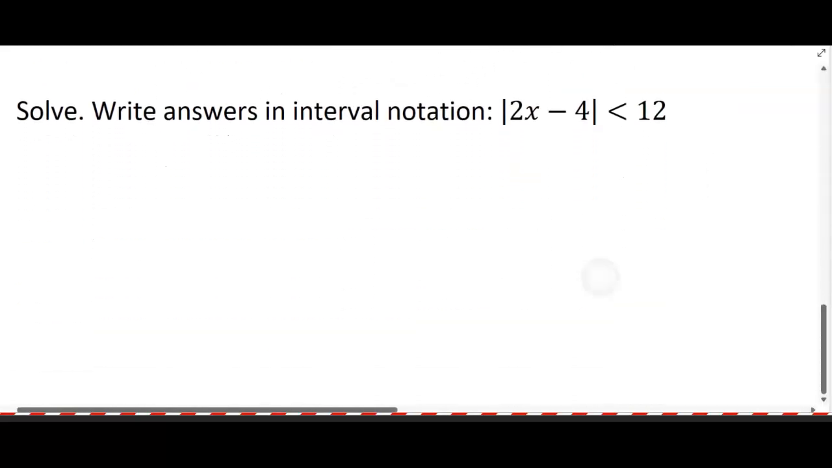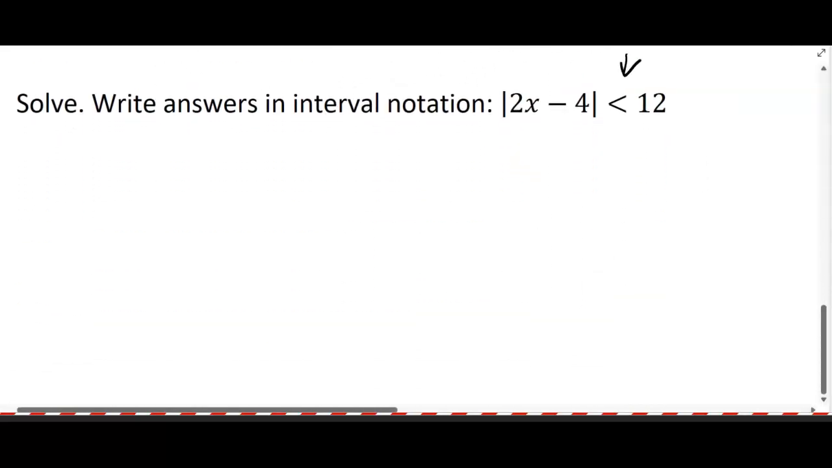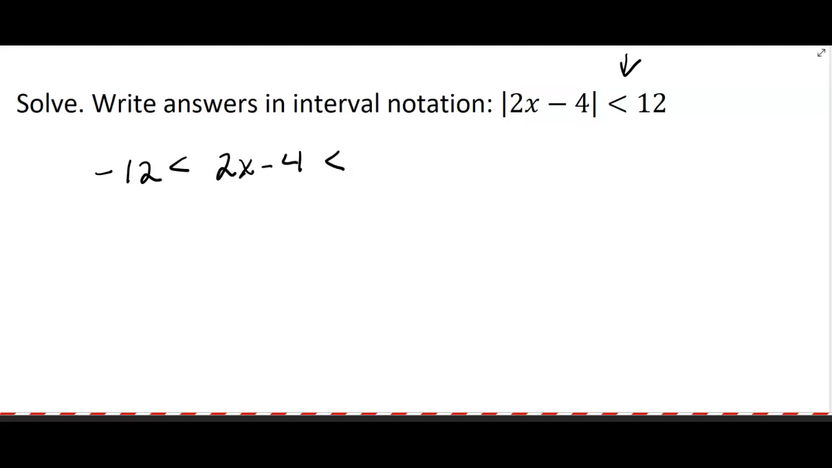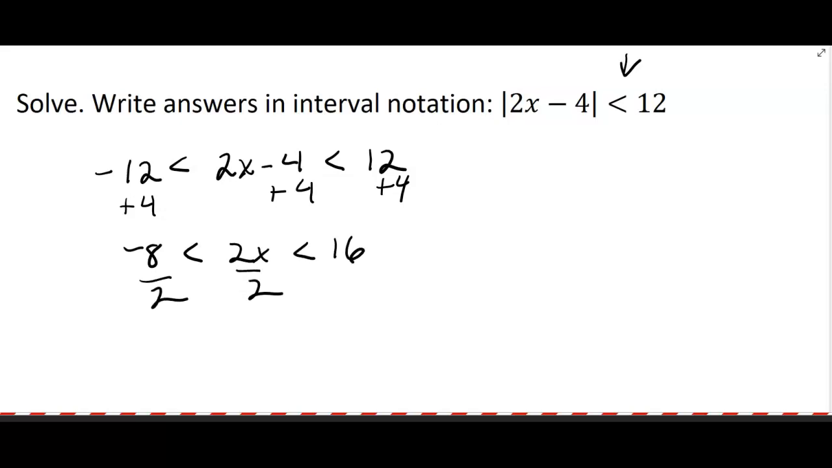All right. This one is an absolute value less than. So I always tell students, make a less than sandwich. Put negative 12 on the one side, your absolute value stuff in the middle, and then the positive 12 on the right-hand side. And those are going to be less thans. You can add 4 to all 3 sections. That's negative 8 is less than 2x is less than 16. Divide all 3 sections by 2, and you get negative 4 is less than x is less than 8.